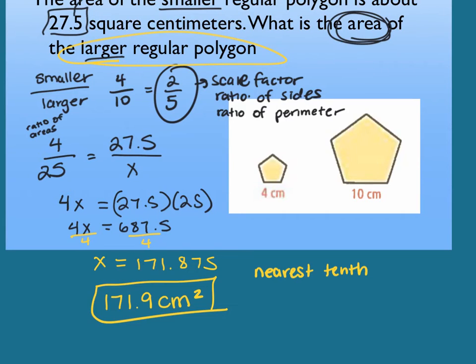So if it had given me perimeters and it asked for the perimeter of the new shape, then I would keep the 2/5. I would do the smaller to larger, which is 2 to 5, equals whichever one I have over whichever one I'm missing. Because it said area, we had to square the 2/5 to get 4/25. And let's say it gave me the area of the larger polygon, then the number would go in the bottom and the small one would get the X. But once you set up that proportion, you're always going to cross multiply and divide.